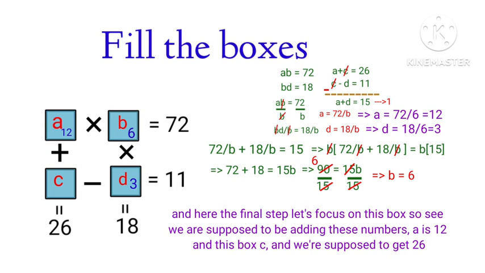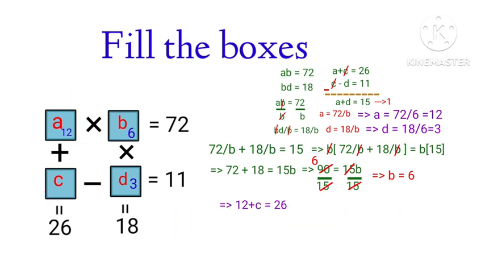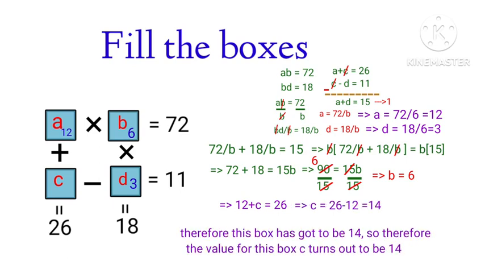And here's the final step. Let's focus on this box. So see, we are supposed to be adding these numbers. A is 12, and this box C, and we are supposed to get 26. Therefore this box has got to be 14. So therefore, the value for this box C turns out to be 14.